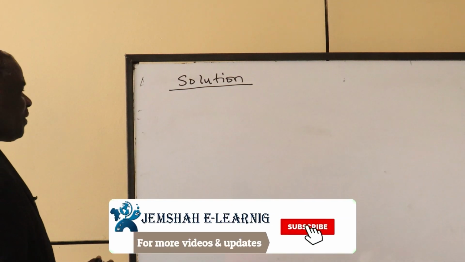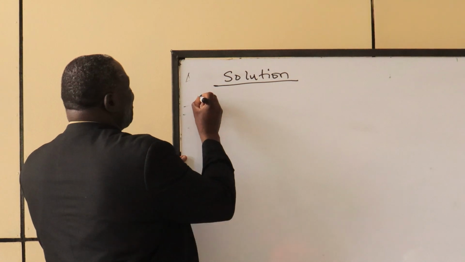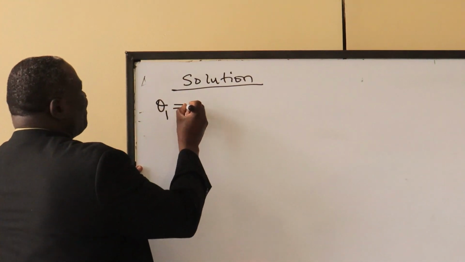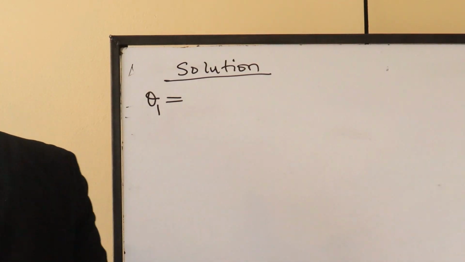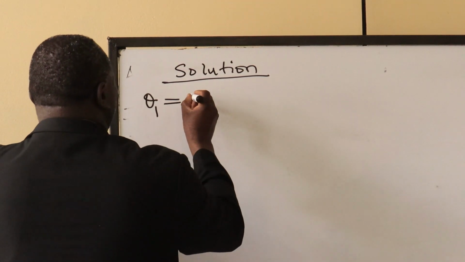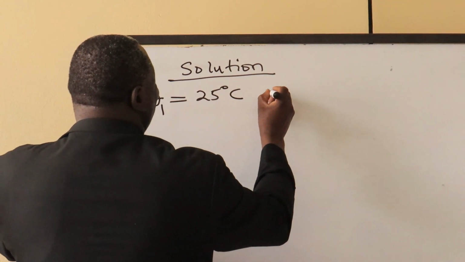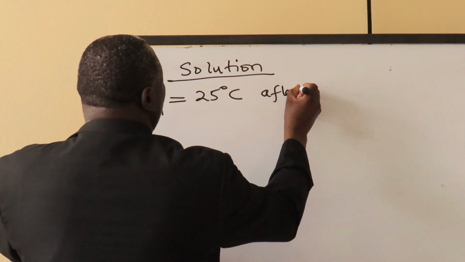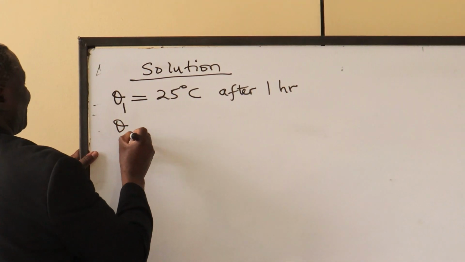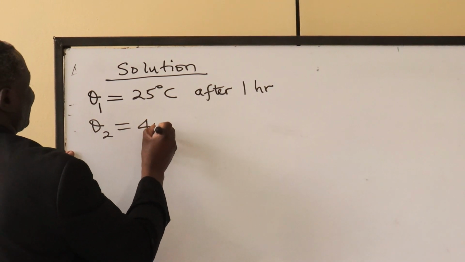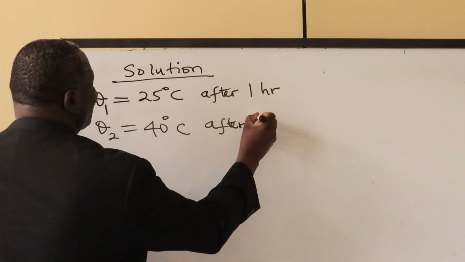So in our solution, what are we given? We are given theta 1, the temperature after 1 hour, that is equal to 25 degrees Celsius. And we are given theta 2, which is 40 degrees Celsius, after 2 hours.